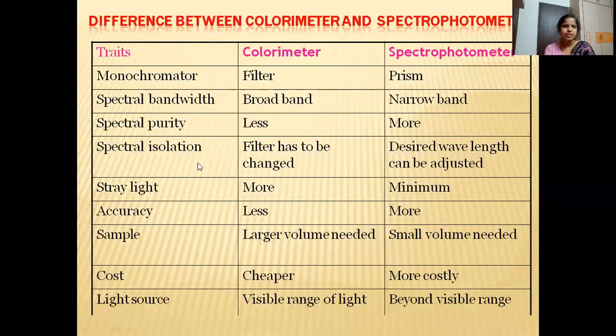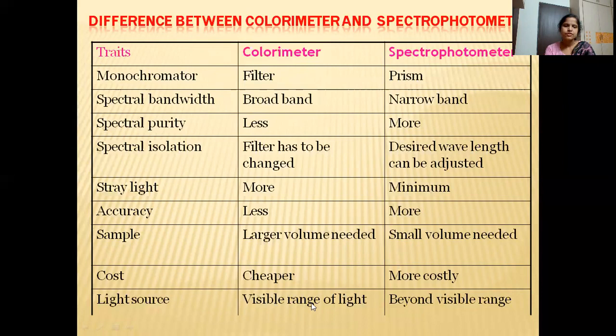Then spectral isolation: the filter has to be changed in a colorimeter, whereas in a spectrophotometer you can just adjust the wavelength. Stray light is more in the colorimeter and minimum in the spectrophotometer. Accuracy is less in the colorimeter and more in the spectrophotometer. A large sample is needed in the colorimeter, whereas the spectrophotometer requires only a very small amount of sample. Cost-wise, the colorimeter is cheap, whereas the spectrophotometer is costly.